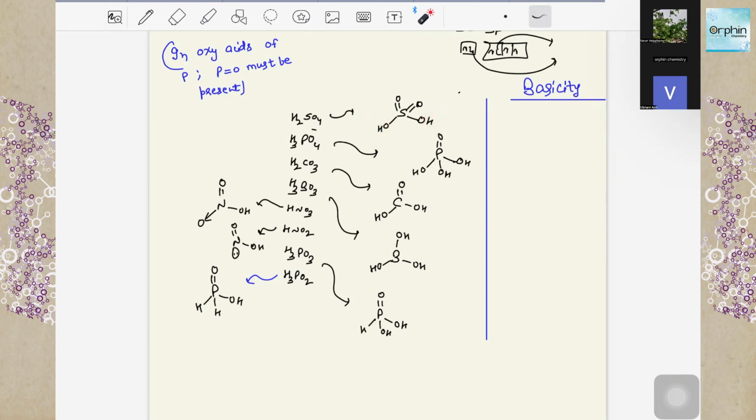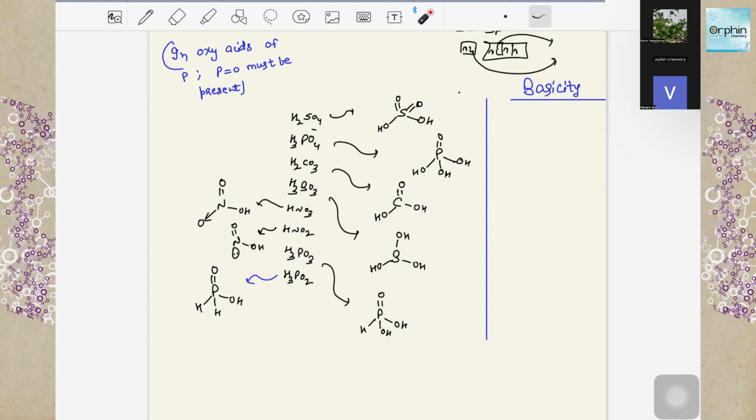An acid will lose H plus, but it can lose H plus only when someone is there to accept H plus. And the one which accepts the H plus is known as a base, right? So what does basicity mean? How many bases are there to take the H plus? For H2SO4, the number of bases required is 2, right?